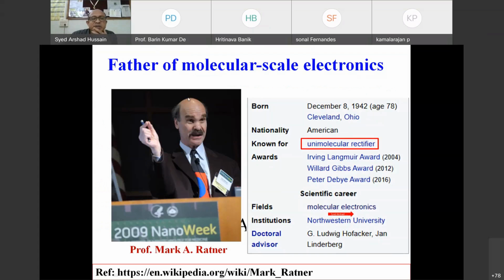Here I show an image taken from Wikipedia. He is Mr. Mark Reed, and he did a lot of work in molecular electronics. Especially he designed a unimolecular rectifier, and he mainly used the Langmuir-Blodgett technique to align or organize molecules in a single molecule layer. And he is known as the father of molecular scale electronics. And you can see he has received so many awards, and one of them is the Irving Langmuir Award, and Langmuir is the pioneer of the Langmuir-Blodgett technique.